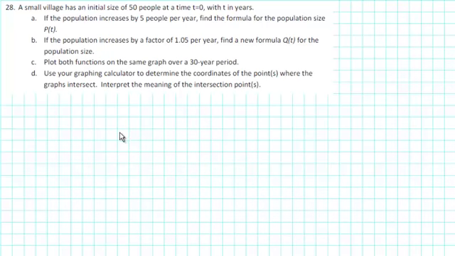A small village has an initial size of 50 people at a time t equals 0, where t is in years. Part A. If the population increases by 5 people per year, find the formula for the population size P of t. Let's make a small table of values to begin, and we'll look for a pattern.